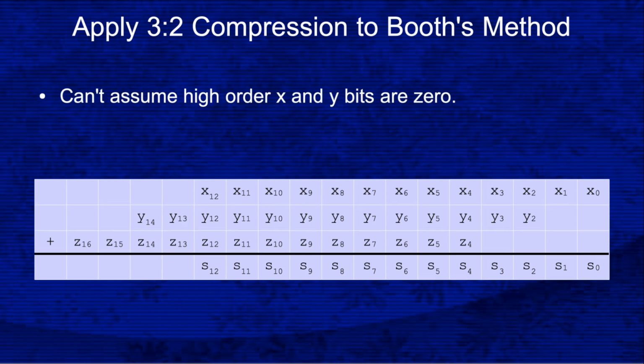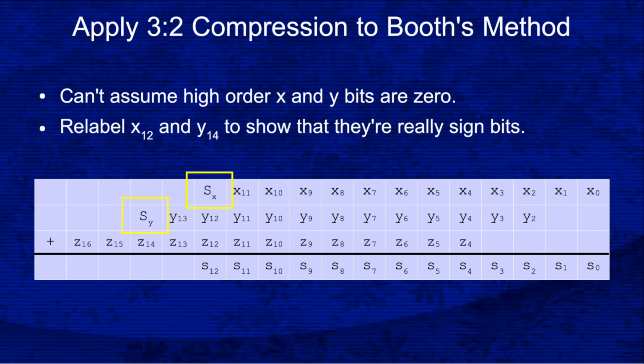It's time to compute bits S13 through S16, but now things are different. We can't simply treat the missing bits in the partial products X and Y as 0. That is, we can't simply use half adders to generate bits S13 and S14, nor can we simply copy bits Y15 and Z15 into bits S15 and S16, respectively. The partial product bits X12 and Y14 aren't simple digit bits, they're sign bits. In this table I've replaced X12 and Y14 with S sub X and S sub Y respectively to indicate this.